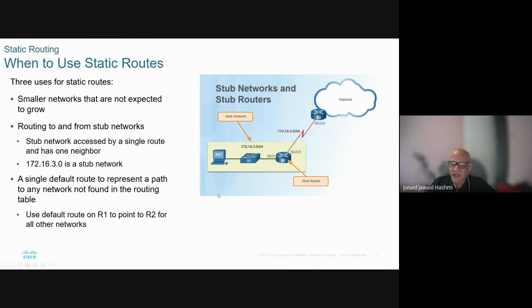Or you can create a default route to a single network. So for example, if this router is only connected to the internet, right, and there's no other network connected to it, then you can create a static default route to send your packets to the internet, and usually this default route is the address of the ISP.